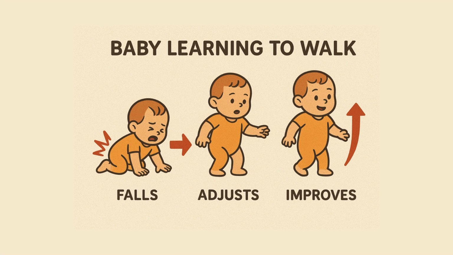Imagine a baby learning to walk. At first, he keeps falling, but every time he stays balanced, he gets a reward. Over time, he learns to walk smoothly. That's the beauty of reinforcement learning. The machine learns by doing.